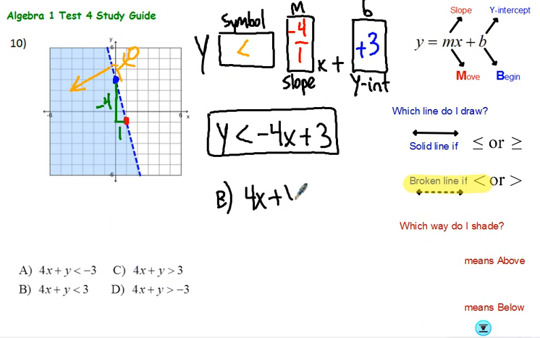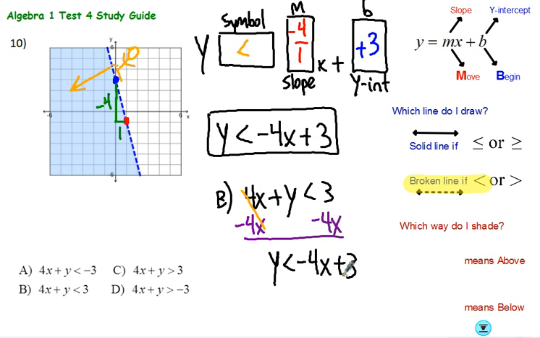So I'm going to say 4x plus y less than 3. Subtract negative 4x from both sides. And so what you end up with is y less than negative 4x plus 3. Hey, what do you know? That's what we wanted. That's what we were looking for. So that means that B would be our answer.